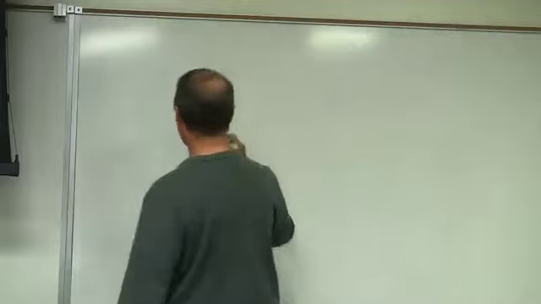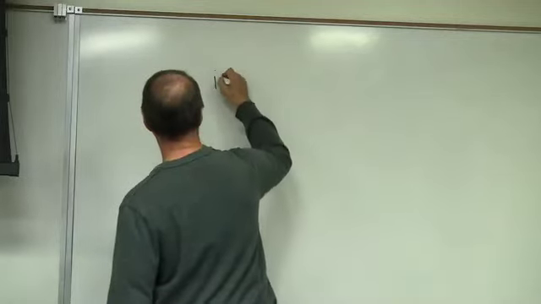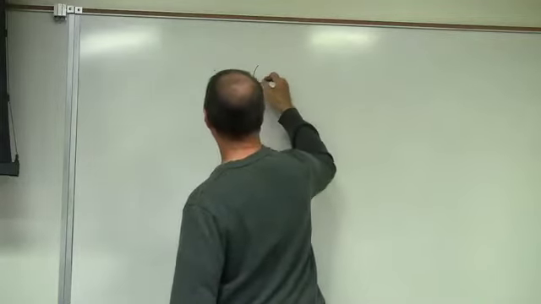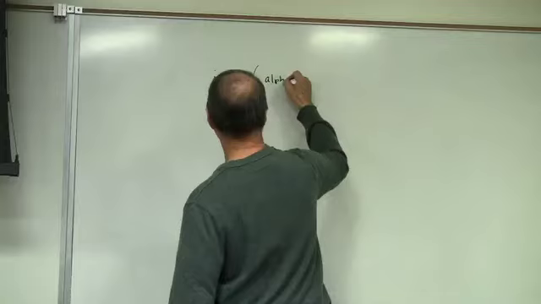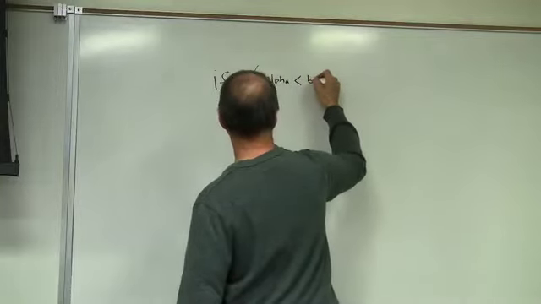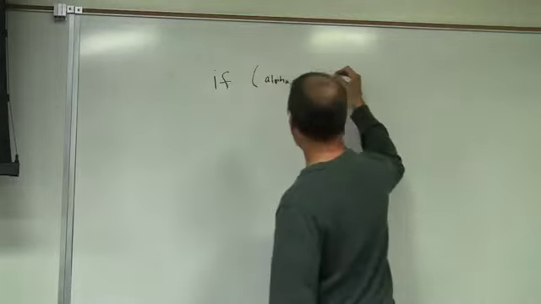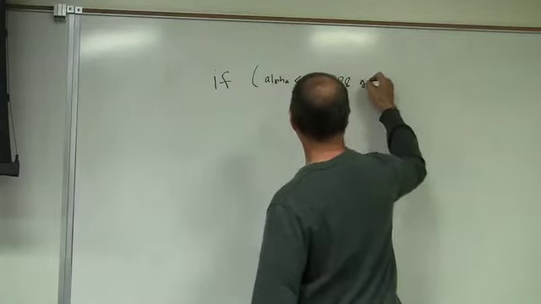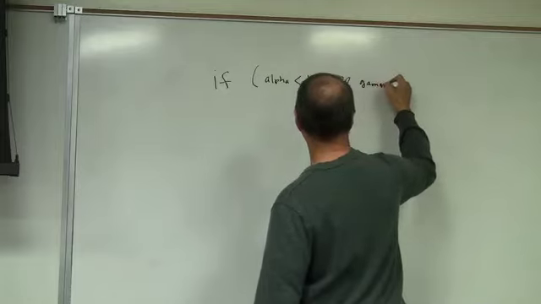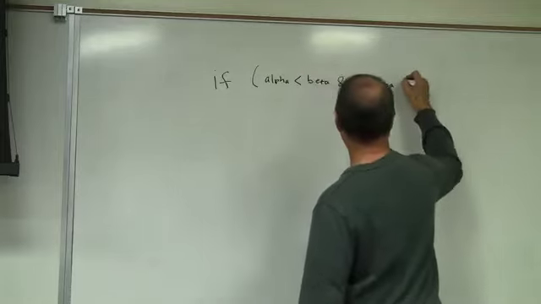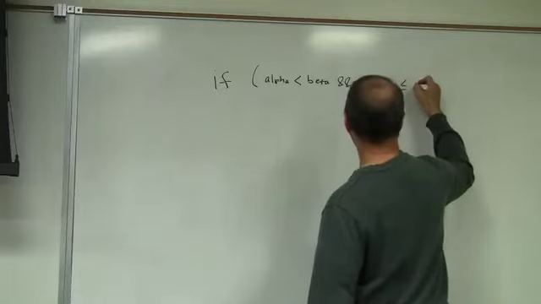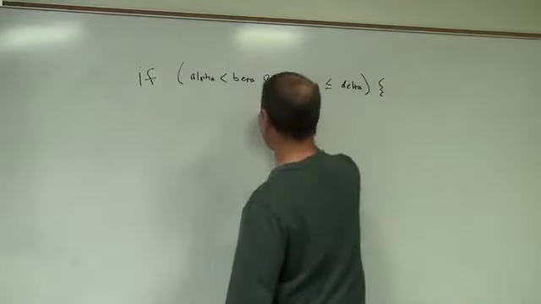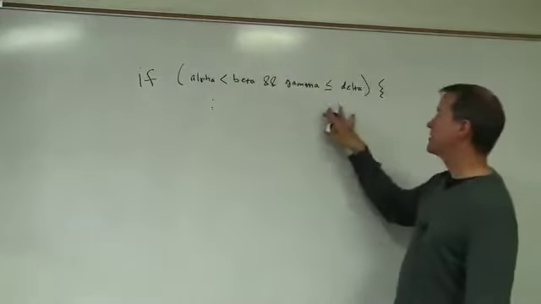Okay, so let's think about that. Suppose you say, let me just make up a nonsense example: if alpha is less than beta and gamma is less than or equal to delta, and then you have a brace, blah, blah, blah. How would you do this?